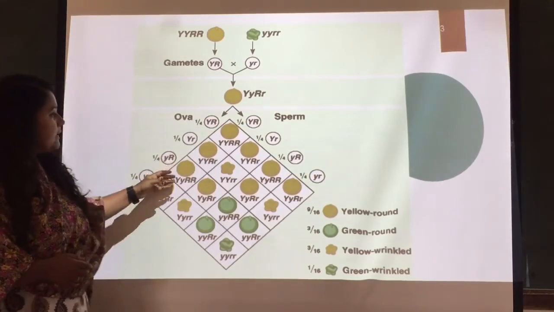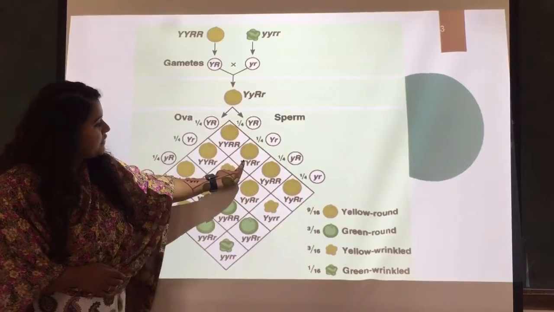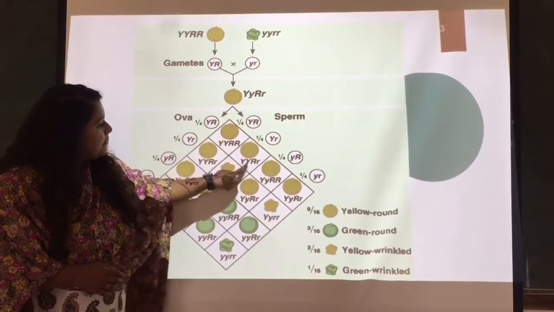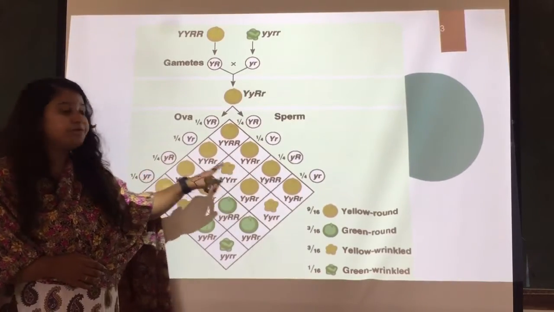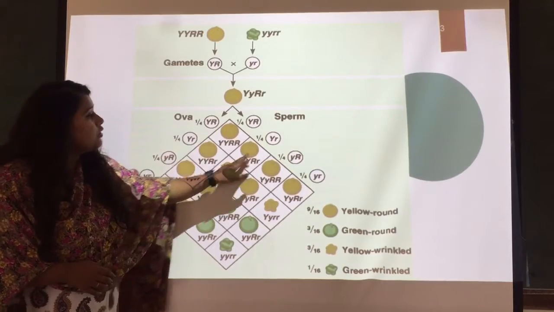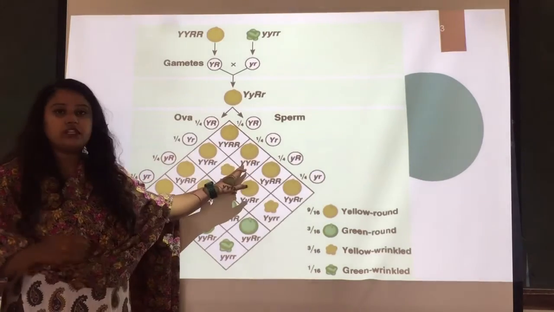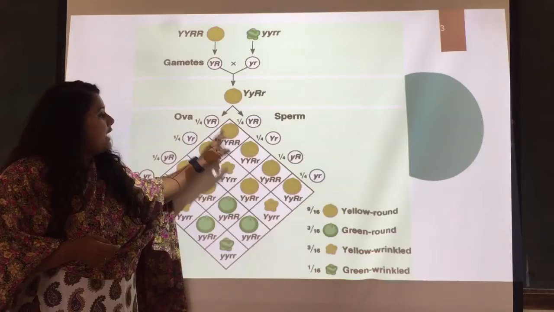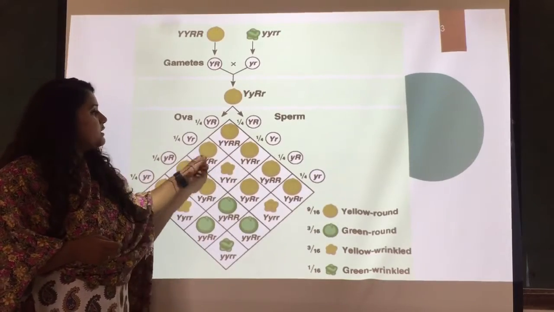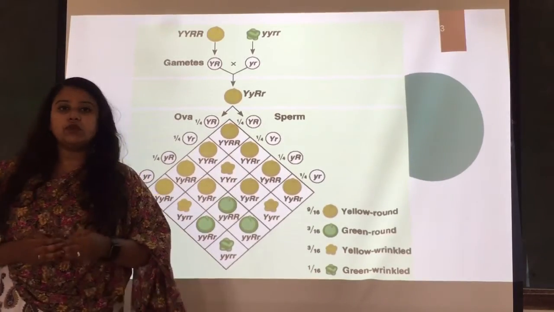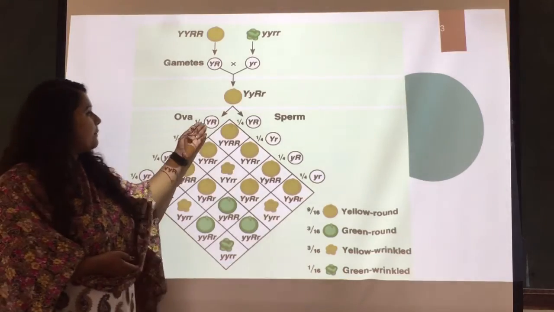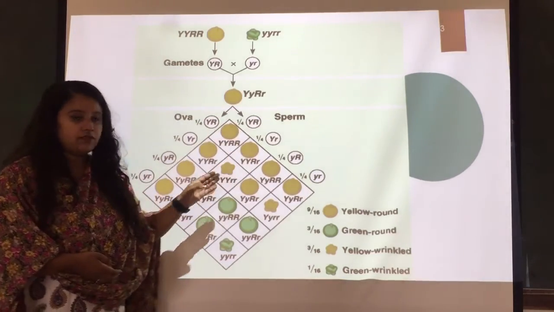Here also we can see capital Y, capital R, small r, right? So here what happens? Both of them are capital Y, so it is going to form the yellow color. Capital R, small r, just the same as this. What happens? The capital R is dominant over the small r, and for this reason the round shape is seen.